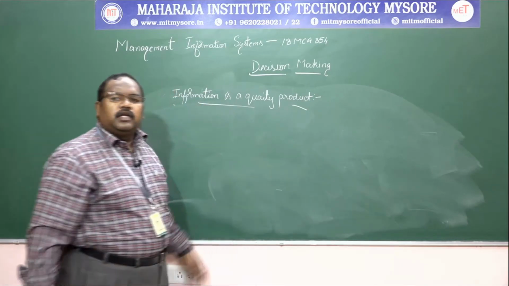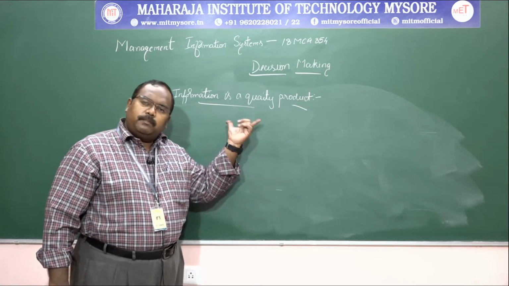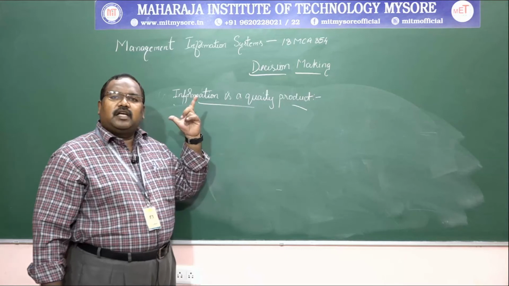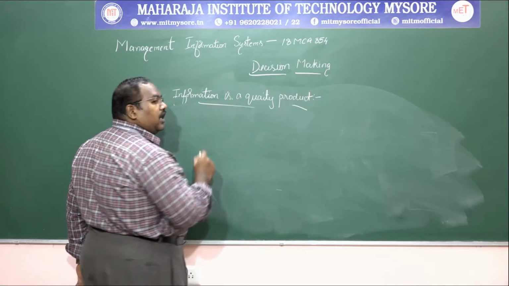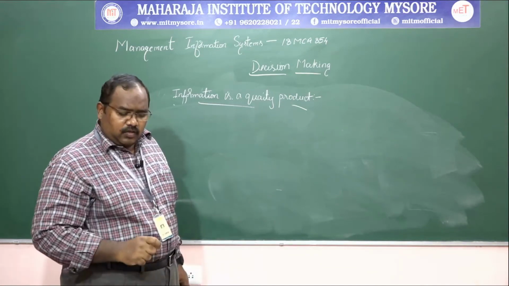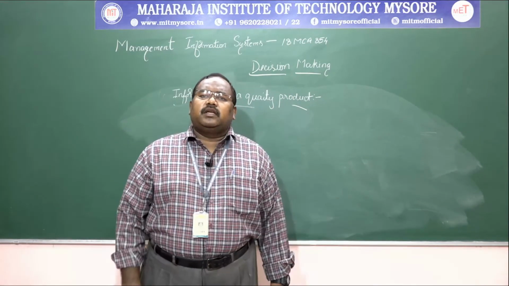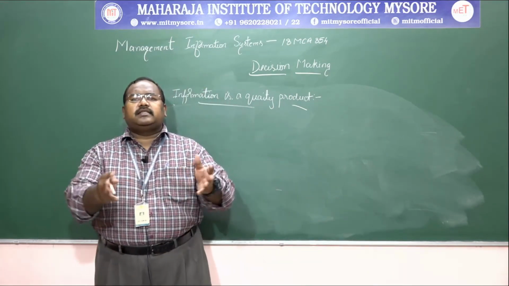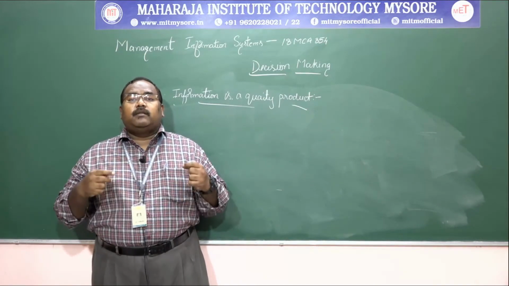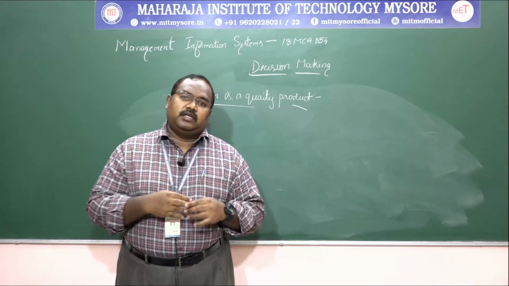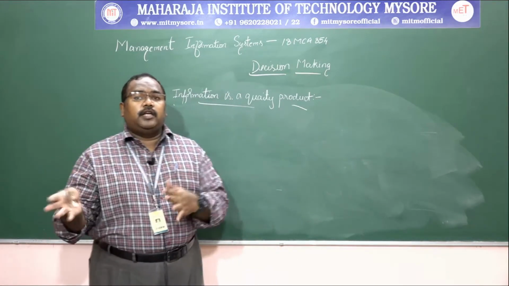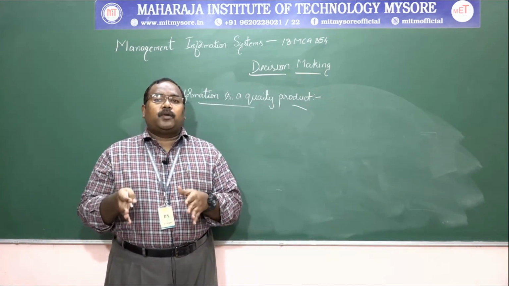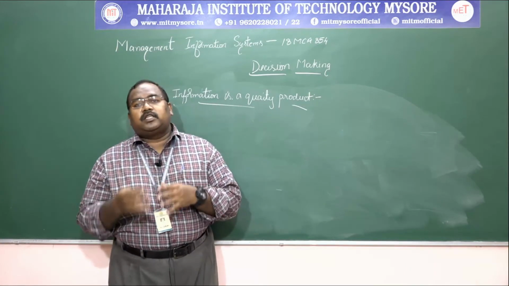Information is a quality product. In many papers, this question is asked for 10 marks: justify information as a quality product. Let us look. When we talk about information, it is not just derived data. It is the product of processed data. So information is always the end product, whereas data is a raw product. So information is a processed product.